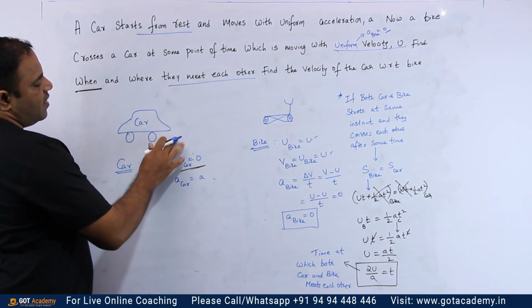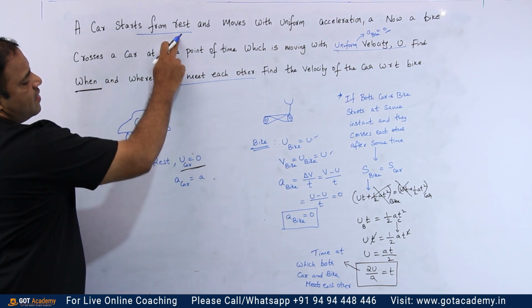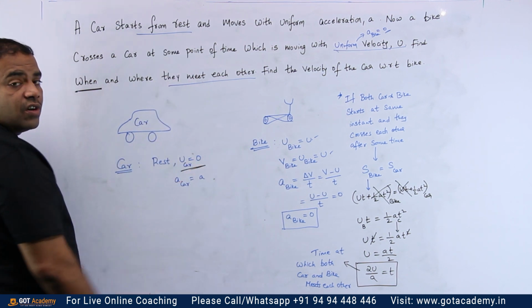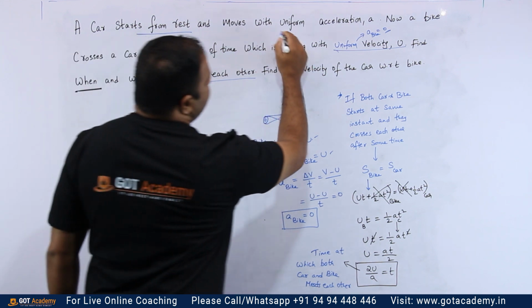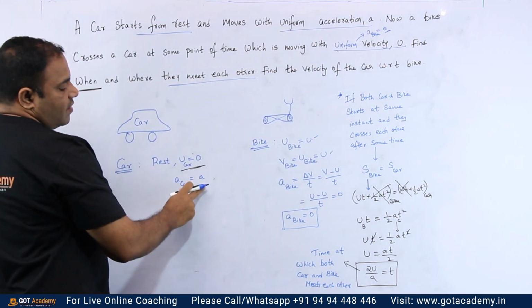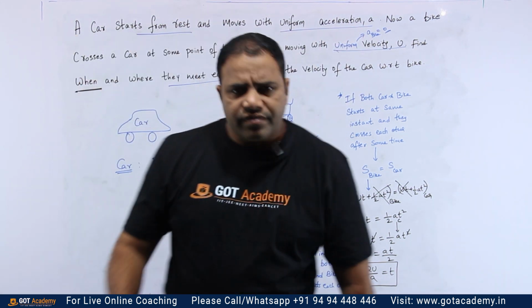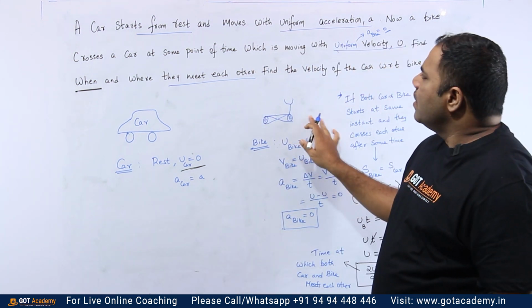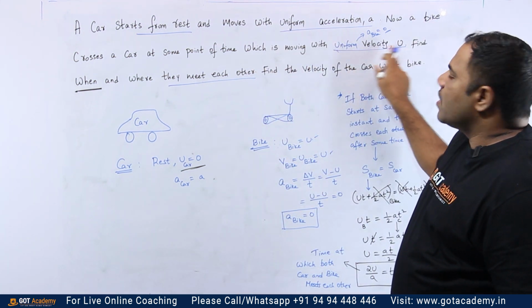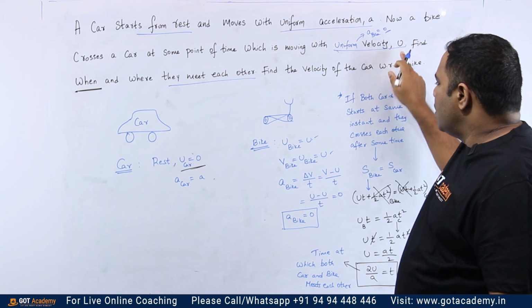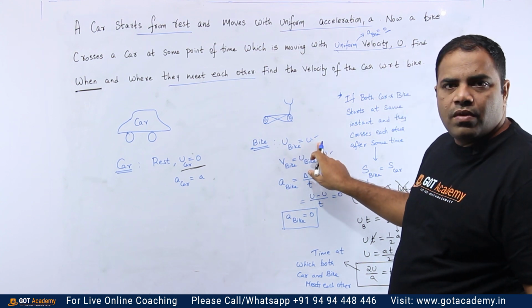Repeating once again, initially the car is starting from rest, so its initial velocity is equal to 0. It moves with a uniform acceleration, so the uniform acceleration of the car is a, given in the question. Now coming to the bike, it is moving under uniform velocity, so acceleration is equal to 0. The initial velocity of the bike is u.